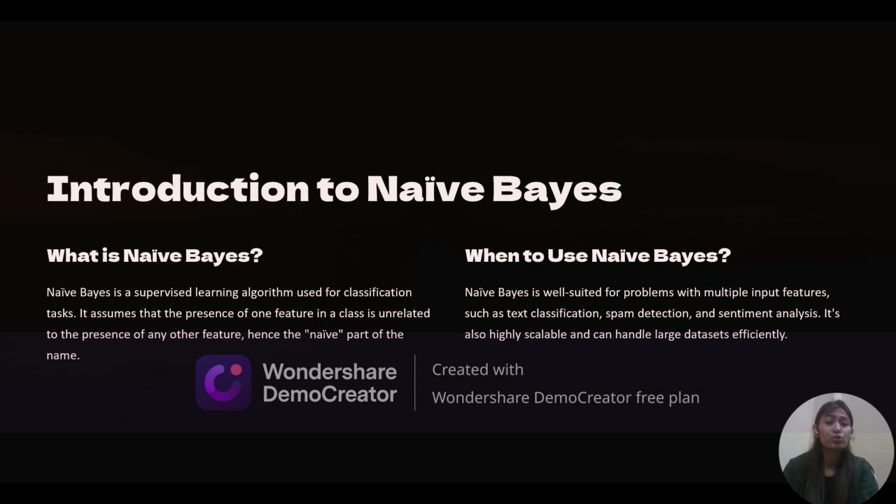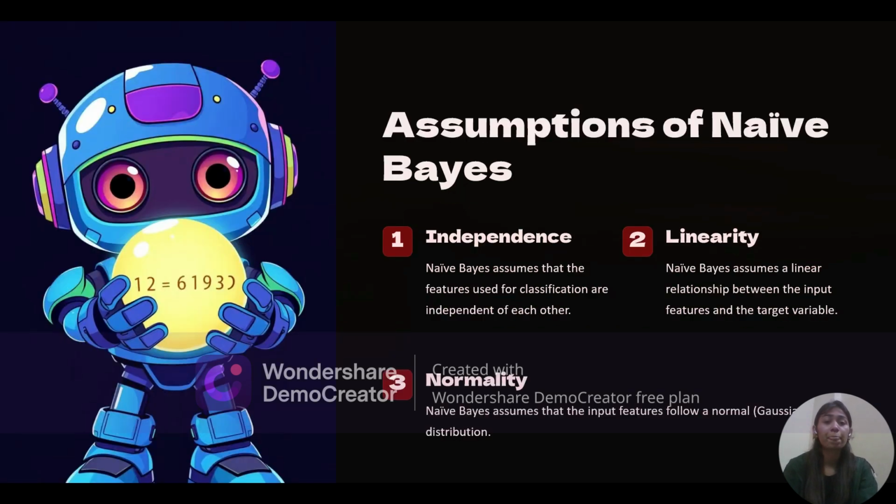Second is when to use Naive Bayes. Naive Bayes is well suited for problems with multiple input features such as text classification, spam detection, and sentiment analysis. It's also highly scalable and can handle large data sets efficiently.